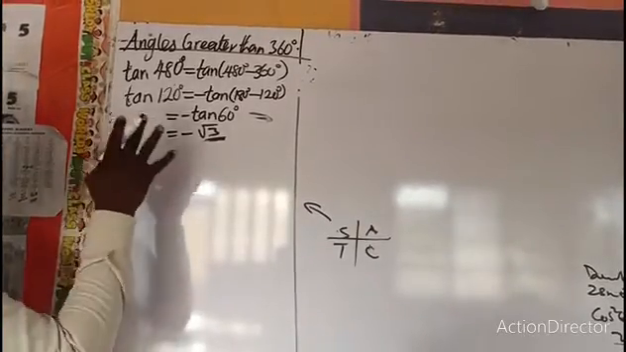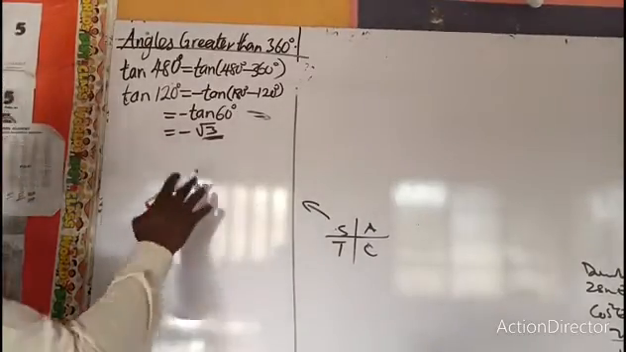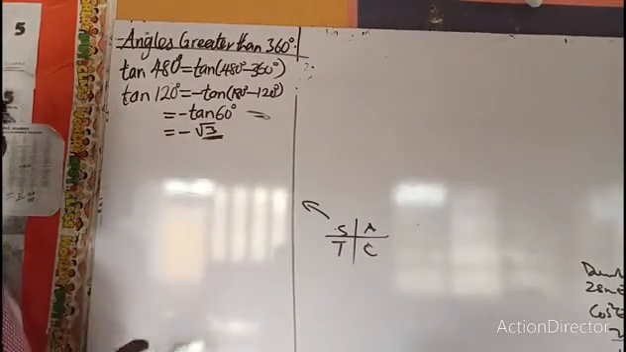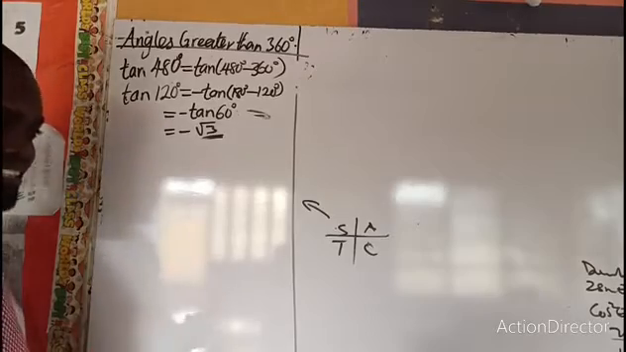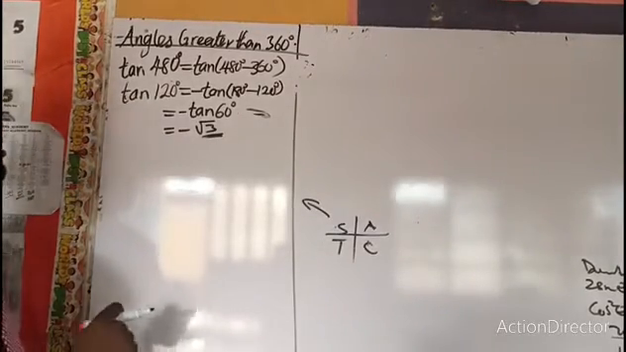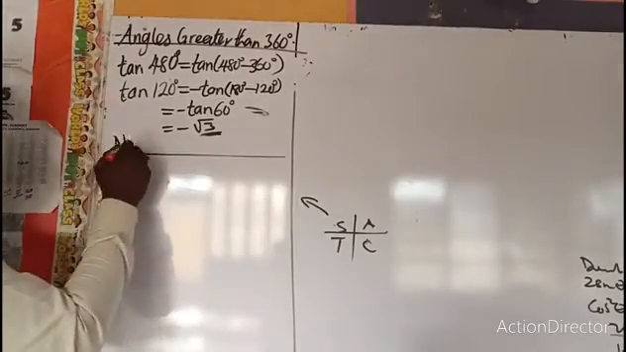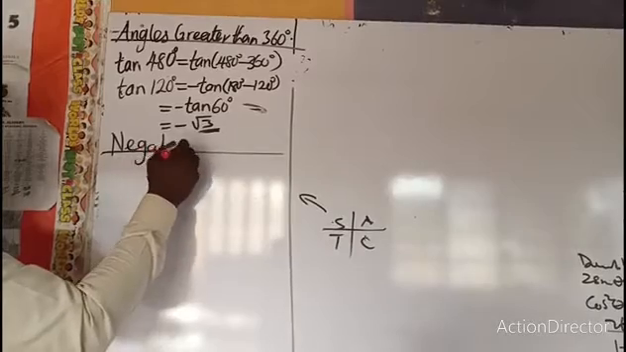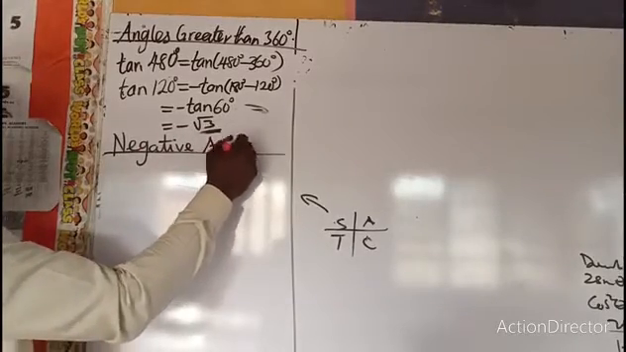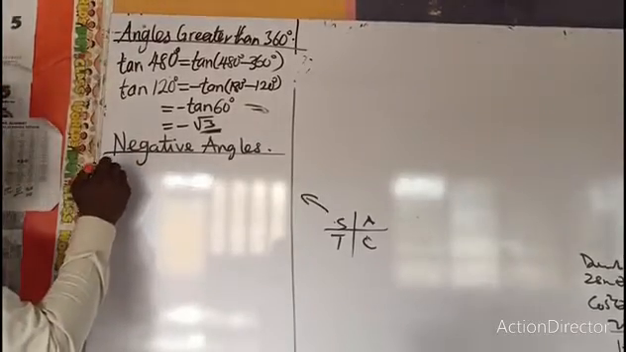So that is how we solve when the number is greater than 360 degrees. If you subtract 360 degrees from the number and it is still greater than 360 degrees, subtract another 360 degrees from it again until it is smaller than 360 degrees. The next one, still in that category, is negative angles.